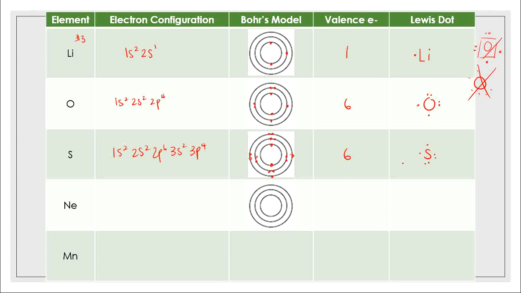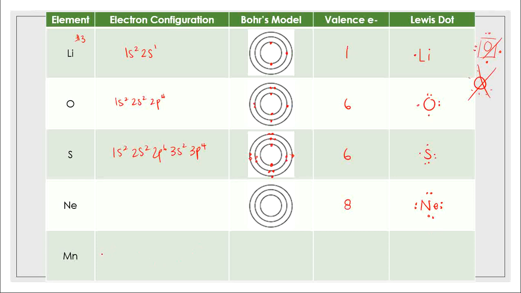Now, what about neon? We can skip the electron configuration and Bohr's model. Take a look at neon. Neon is number 10. What group is it in? How many valence electrons does it have? Did you say 8? It has 8 valence electrons. The Lewis dot structure looks like this. All paired up on all sides. Okay?